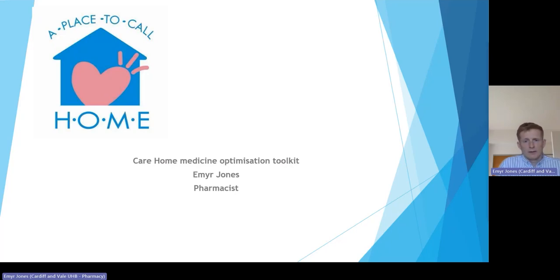Today we're going to talk about the care home medicines optimization toolkit, which has been developed to support care homes with their legislative requirements and optimize their use of medication. So just a bit of background quickly.